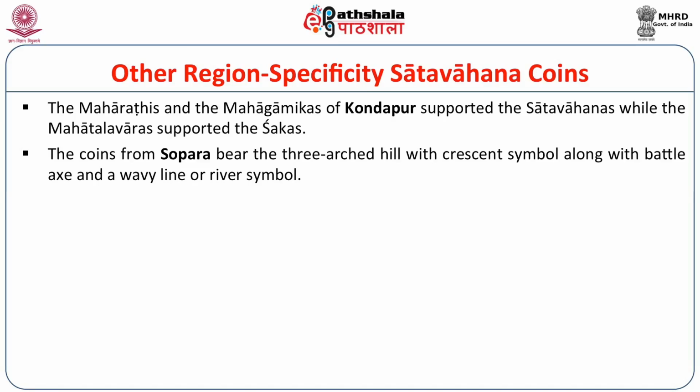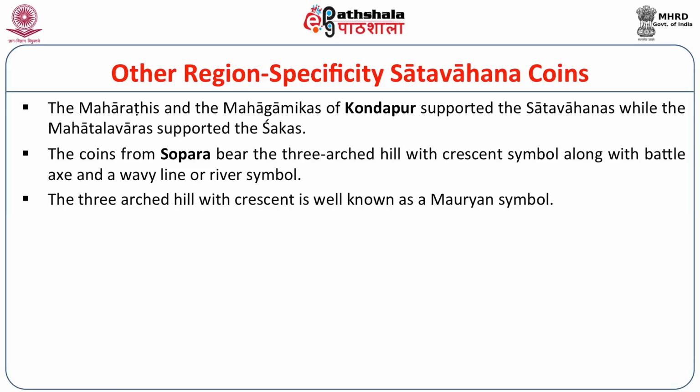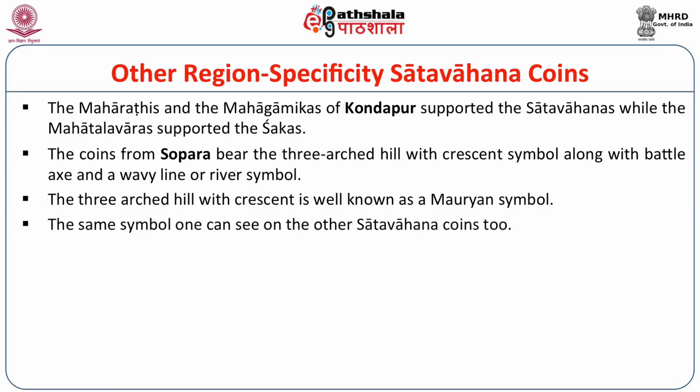The coins of Sopara bear the three-arched hill with crescent along with the battle axe and wavy line or river symbol. The three-arched hill with crescent is well known as the Mauryan symbol, but the Mauryan symbol has a crescent over it. The same symbol can be seen on other Satavahana coins too.